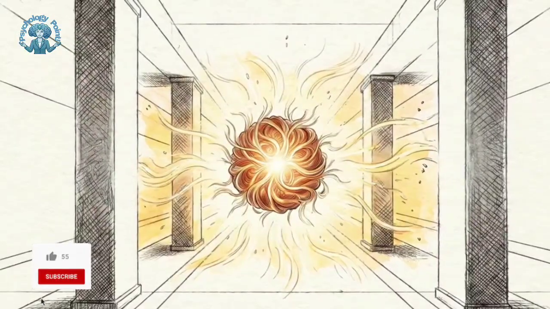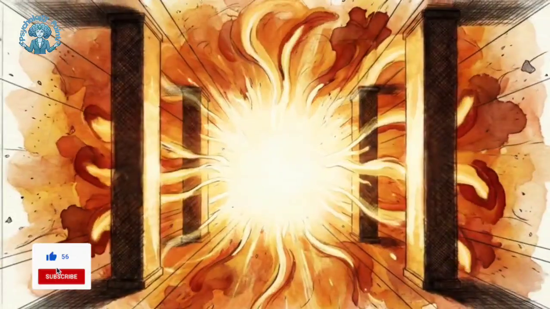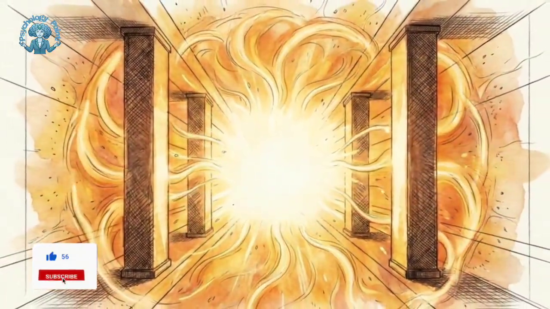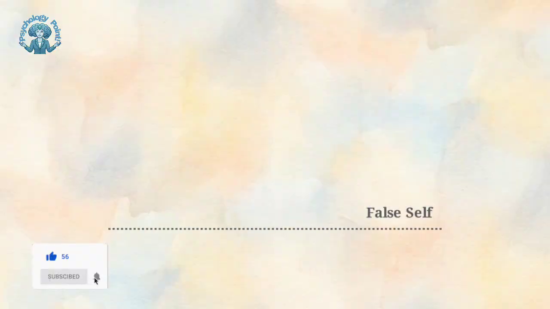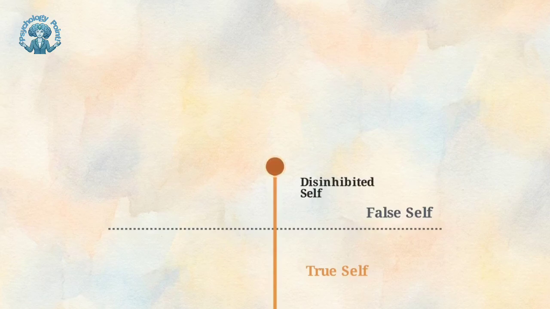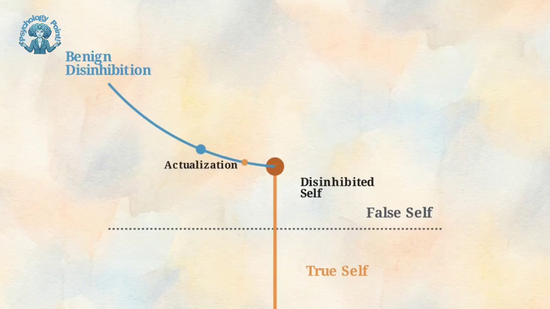Bypassing the false self yields an immediate behavioral result, a sudden, massive release of previously suppressed psychological energy. This energy release splits into two distinct pathways. The first is benign disinhibition. Clinically, this manifests as the true self finally seeking actualization. Individuals work through repressed trauma, share intimate fears, and execute acts of profound compassion toward complete strangers.